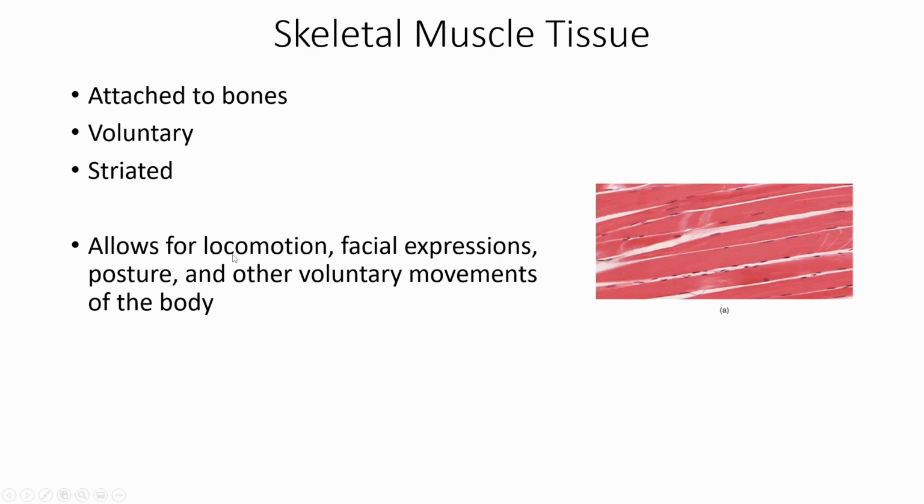We use this for locomotion, so being able to move from one place to another, for our facial expressions, keeping our posture, as well as other voluntary movements. So like, if you're trying to make something or you're talking, things like that, skeletal muscle is fantastic for that.